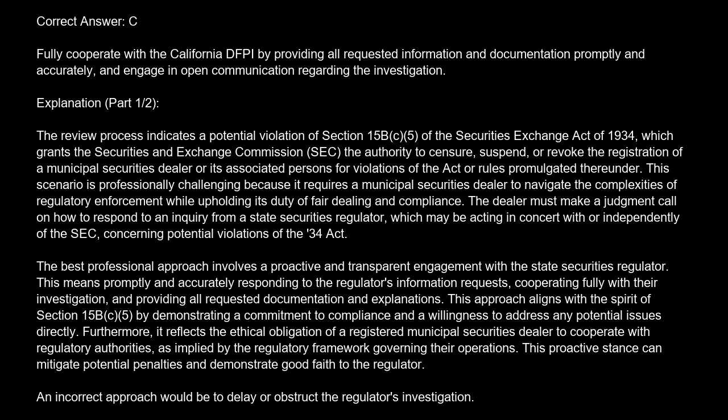The dealer must make a judgment call on how to respond to an inquiry from a state securities regulator, which may be acting in concert with or independently of the SEC, concerning potential violations of the '34 Act. The best professional approach involves a proactive and transparent engagement with the state securities regulator. This means promptly and accurately responding to the regulator's information requests, cooperating fully with their investigation, and providing all requested documentation and explanations. This approach aligns with the spirit of Section 15B(c)(5), by demonstrating a commitment to compliance and a willingness to address any potential issues directly.